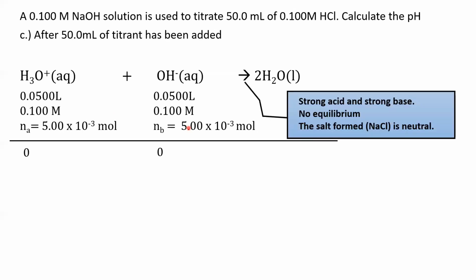But what we do have is water. And we know that pure water has an equal hydronium to hydroxide ion concentration, and we know that that value is 1 times 10 to the minus 7. Take the negative log of that. The pH at the equivalence point is 7. And as long as we're looking at a strong acid, strong base titration, the pH will always be 7 at the stoichiometric equivalence point.